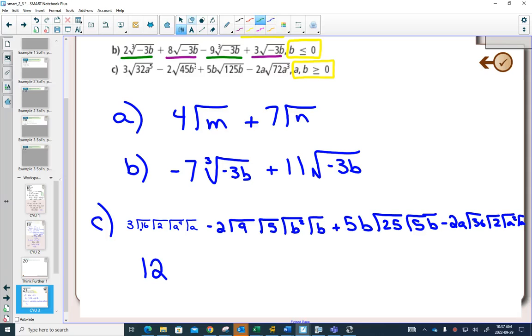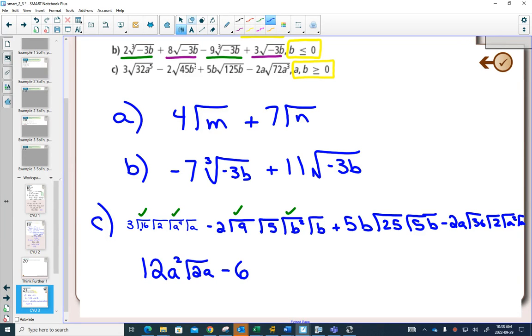I'm going to put a little check mark above the 16 and a check mark above the a to the 4. Those will be things I can bring out in front. The square root of a to the 4 is a squared. What's going to be left inside? Root 2a minus. Square root of 9 is 3 times 2 will be 6. This I can simplify. This I can simplify.